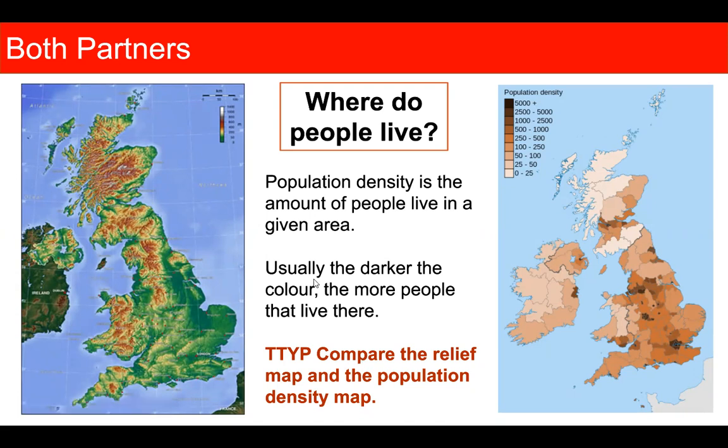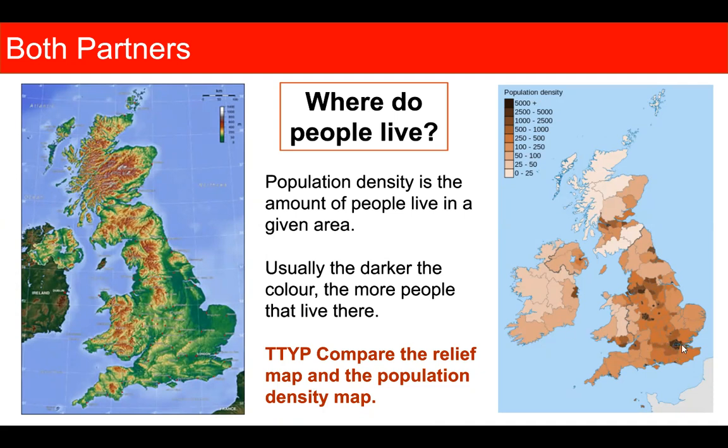Now this map shows population density and the amount of people that live in a given area. Usually, the darker the area, the more people that live there. So look, comparing the two maps, the relief map and the density map, look at where people live, where you're finding the darker areas. Well, we're finding the darker areas in the flatter land.